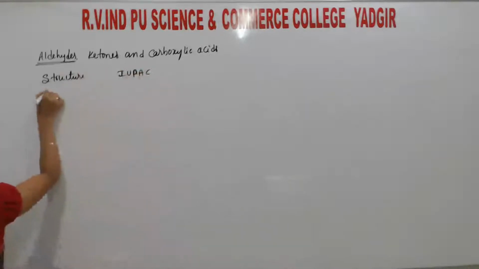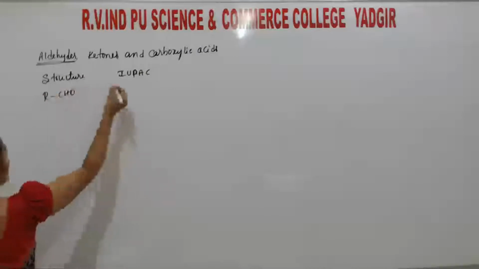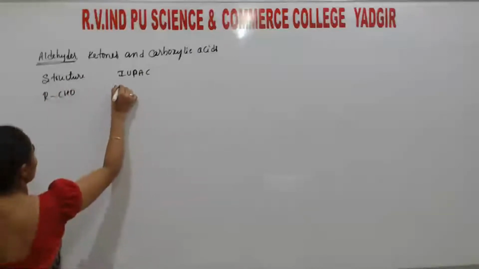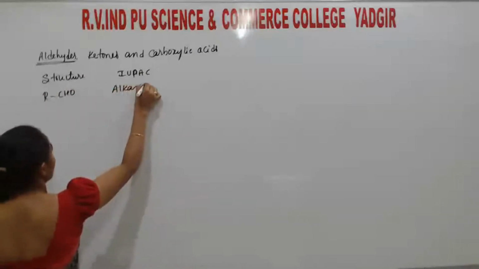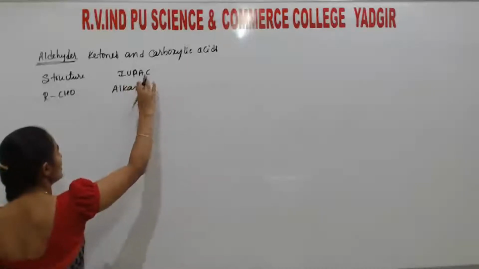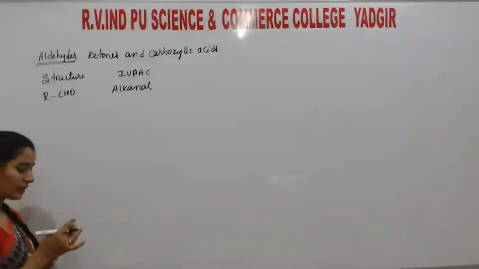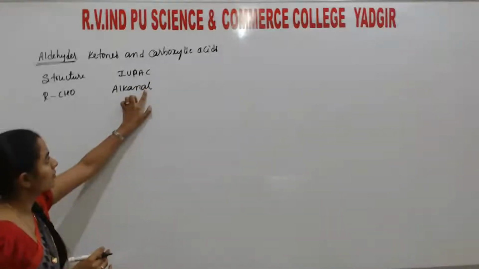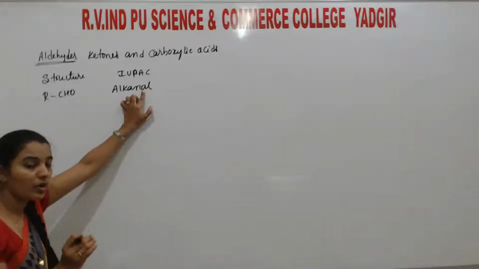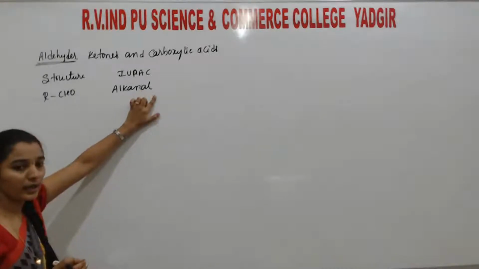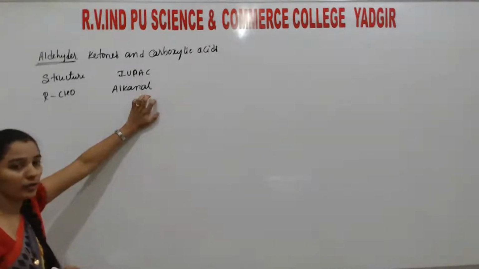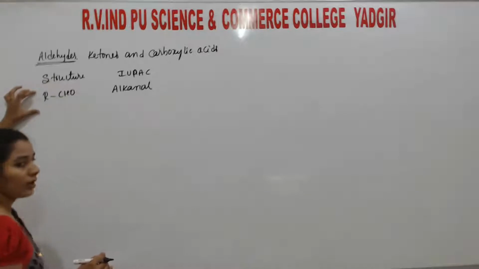So here this is alkane. The last E is replaced by AL. So AL is the suffix for that functional group. For alcohol, OL. For aldehyde, AL. All it follows, whatever may be the R group here.